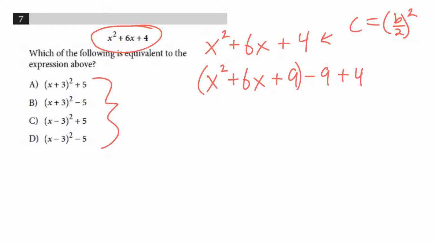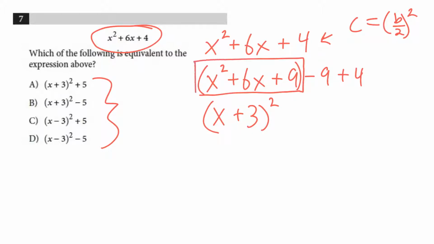Here it's not such a big deal, but okay, so this is our perfect square quadratic. To factor a quadratic that's a perfect square, it's going to be x plus half of b, squared. Okay, so this piece right here factors into this. And then we have this piece on the end, which is minus 5. So it looks like our answer is right here, B.